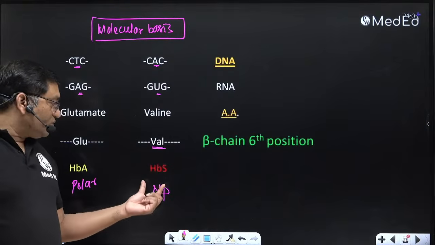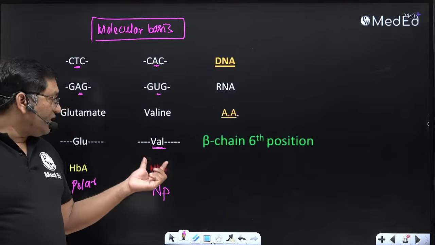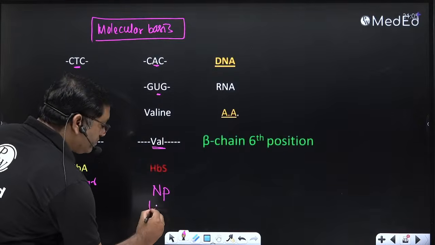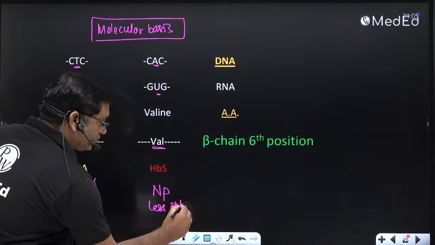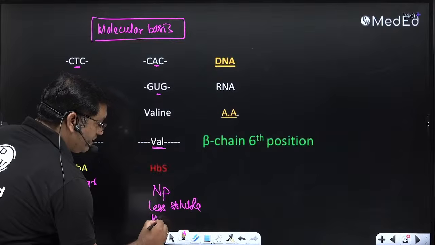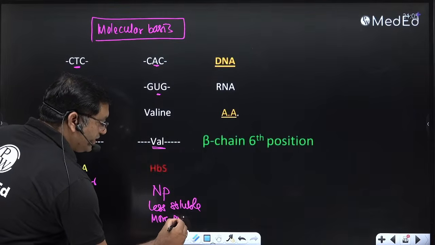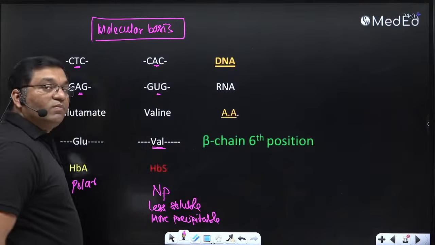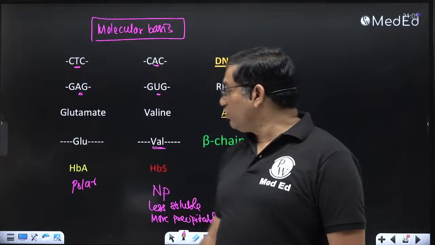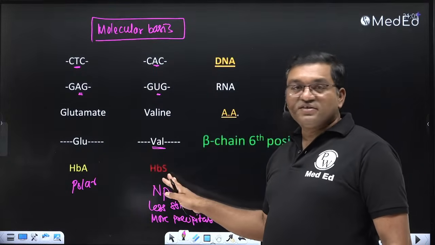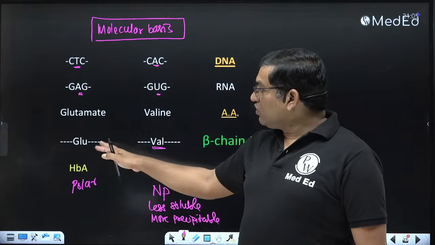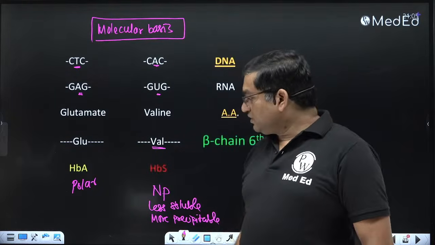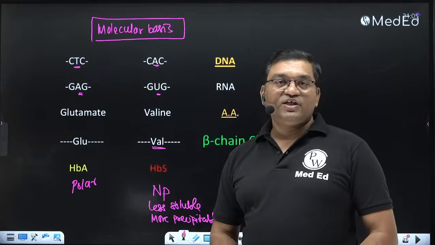Because of this, there is formation of hemoglobin S, which is a less soluble and more precipitable form. So hemoglobin A is converted into hemoglobin S because glutamate is replaced by valine at the sixth position of the beta chain.